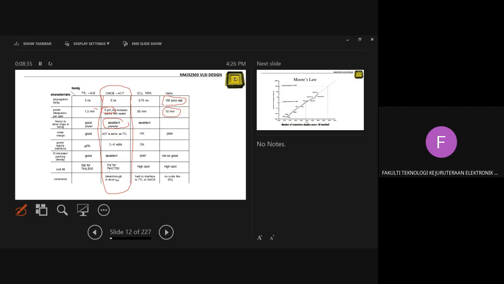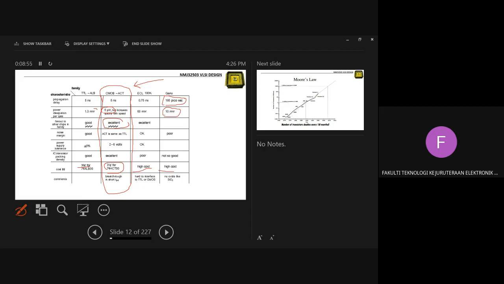And in terms of cost, 30 cent, 31 cent. And the rest is higher cost. This one and also this one is 38. So that's why we choose CMOS. Mostly that's why people choose CMOS.